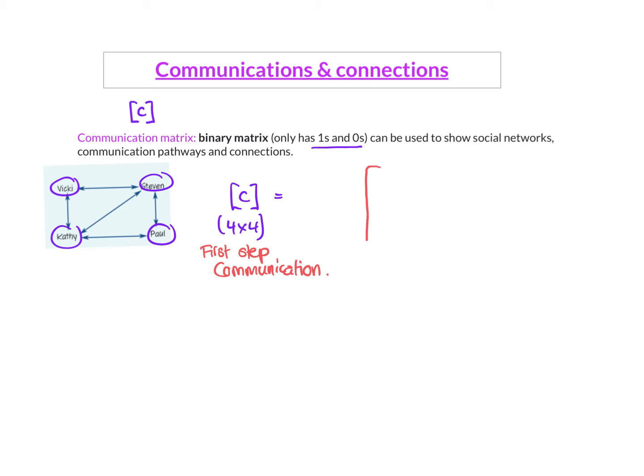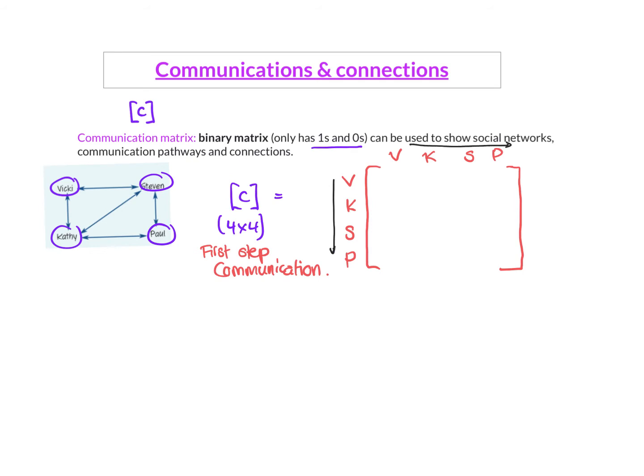Okay, so we're going to do a 4x4. So what we're going to set up is 4 rows and 4 columns. So we might have Vicky, Kathy, Stephen and Paul. And then because I've done that order that way, I've got to go the same way: Vicky, Kathy, Stephen and Paul. Okay? So whatever way you write it out, it's got to be the same. So see how it went that way? It's got to go the same order that way.